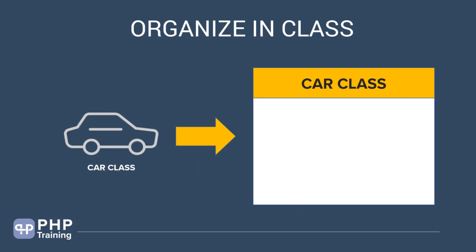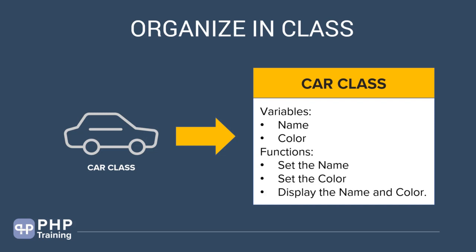Okay, so let's organize a car class. So let's say you have a car class. Now you have to organize your program into this car class. So typically you have variables and functions. So the variables of a car could be name and color, and the functions of that car could be set the name, set the color, and then display the name and the color.